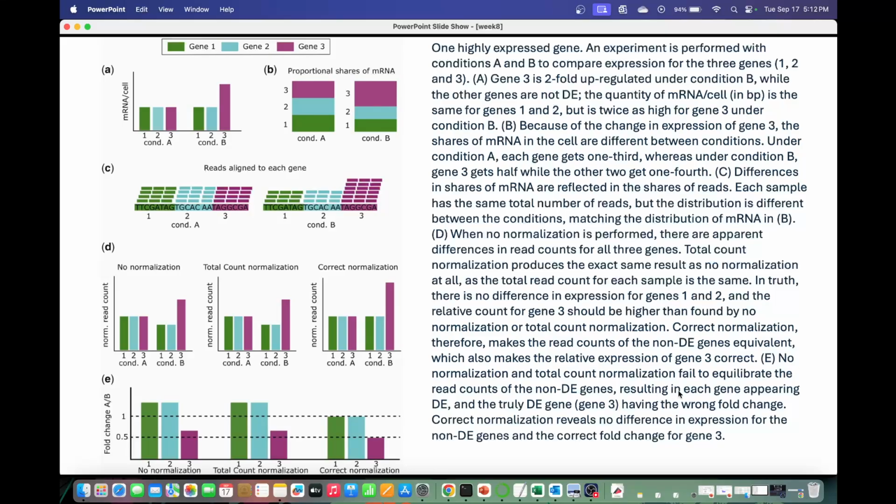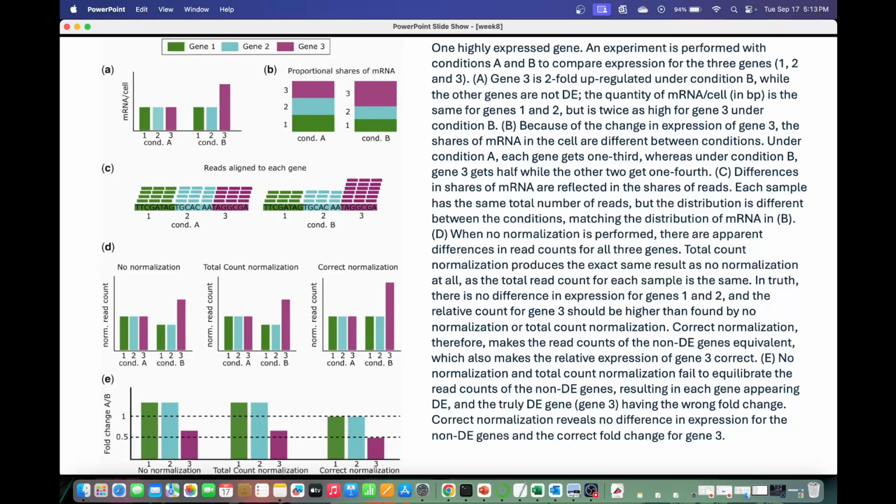So correct normalization reveals no differences in expression for the non-differentially expressed genes and the correct fold change in gene 3. The idea behind this slide is that there can be many confounding factors to the expression, or to the number of reads aligning to a particular gene. But you have to take that with a pinch of salt, and you have to consider all those confounding factors. What could be the confounding factor? Maybe the sequencing depth, maybe the length of the gene, maybe something else.